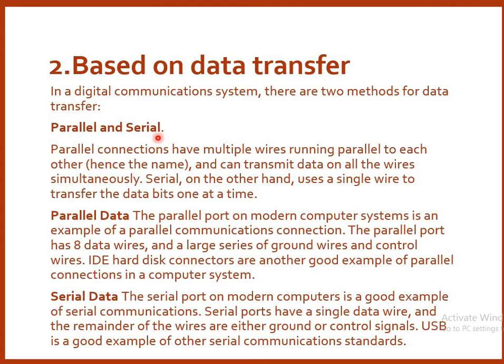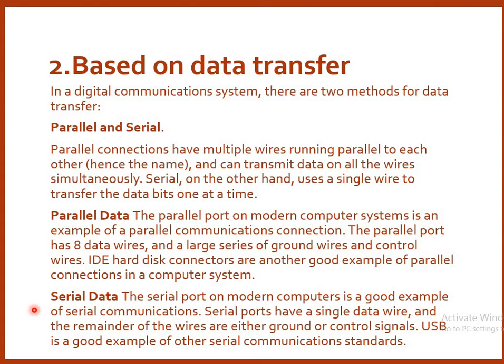Parallel connections have multiple wires running parallel to each other and can transfer data on all the wires simultaneously. Serial, on the other hand, uses a single wire to transfer the data bit one at a time. What is parallel data transmission and serial data transmission? The parallel port on a modern computer system is an example of a parallel communication connection. The parallel port has 8 data wires and a large series of ground wires and control wires. IDE hard disk connectors are another good example of parallel connections in a computer system, where we are transferring all data simultaneously.